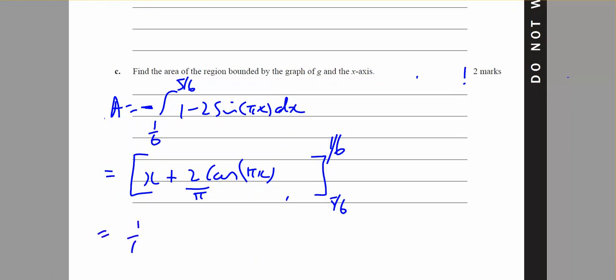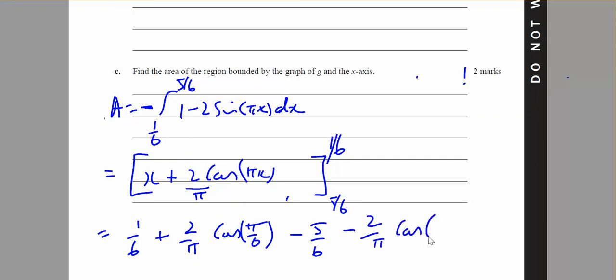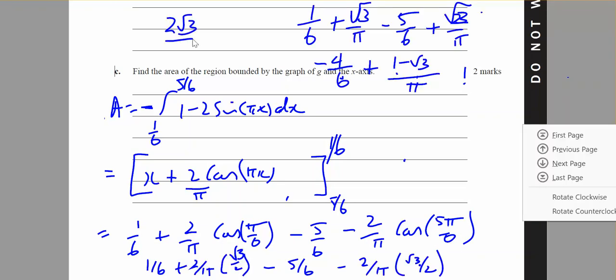So I'm going to have 1/6 plus 2 on pi cos of pi on 6, minus 5/6, minus 2 on pi cos of 5 pi on 6. Root 3 on pi minus 2/3 square units.